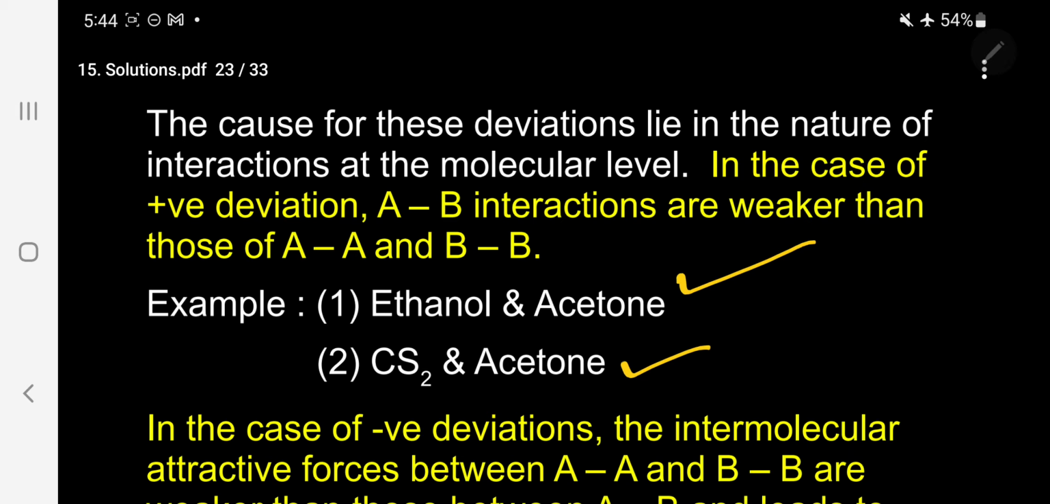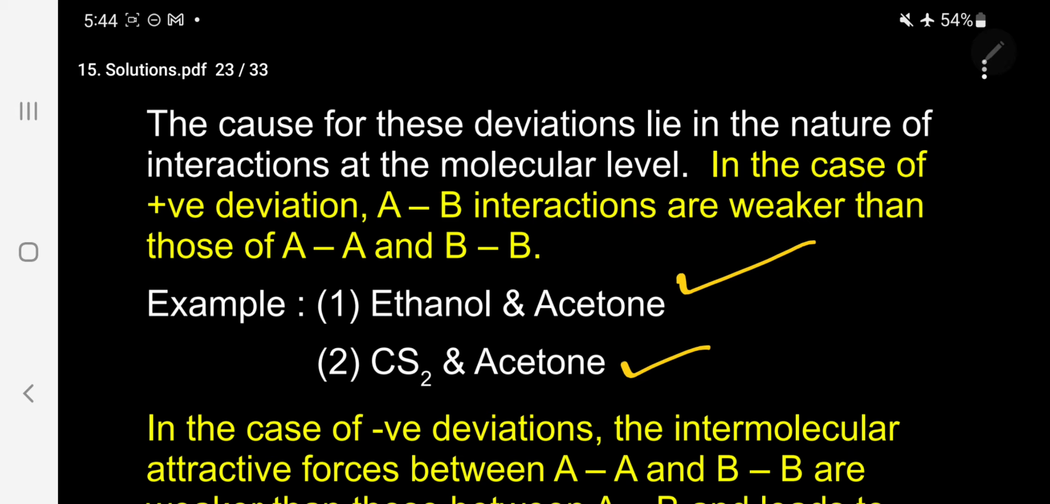Let me take ethanol. Ethanol and ethanol interact due to hydrogen bonding. Again acetone interacts, again hydrogen bonding. So it is stronger. But if you take ethanol and acetone comparatively, this will be less. That is positive deviation. So AB interactions are weaker than those of AA and BB. That is the positive deviation.